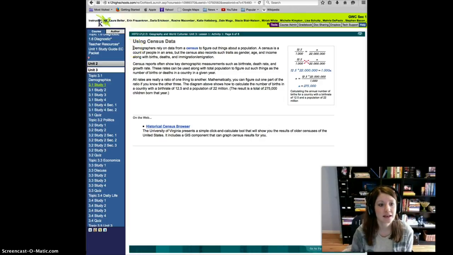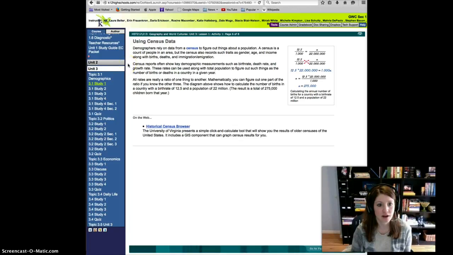Using census data. Demographers rely on data from a census to figure out things about a population. A census is a count of people in an area, but a census also records such traits as gender, age, and income, along with births, deaths, and immigration. Census reports often show key demographic measurements such as birth rate, death rate, and growth rate. These rates can be used along with total population to figure out such things as the number of births or deaths in a country in a given year. All the rates really are a ratio of one thing to another.